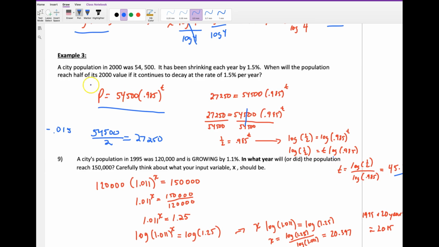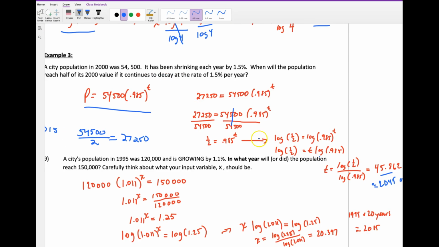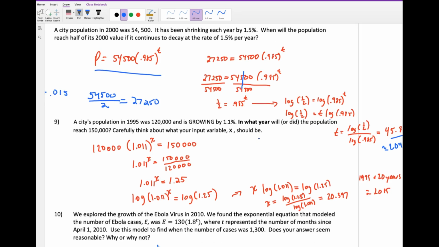So in the year 2045 or 46, that would be our answer there. So in approximately 2045 or 2046, that's 45 years after 2000, it would get to half its population at that rate.